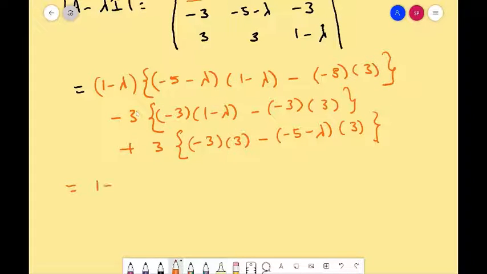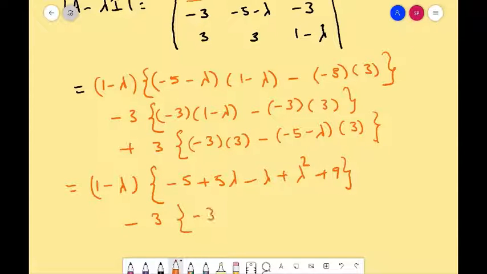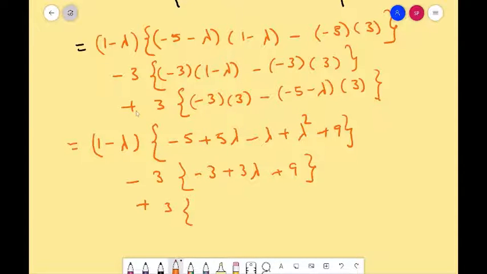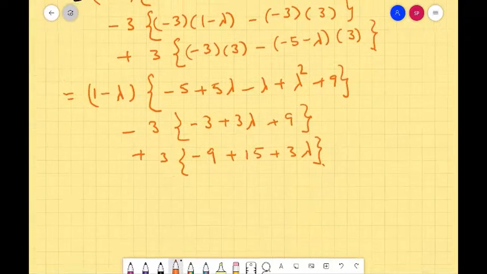So this is equal to (1 − λ). Always first simplify, to some extent, what is there in the bracket. Then you will get this as −5 + 5λ − λ + λ² + 9, and then −3 into (−3 + 3λ), and then it is +9, and then +3 into (−9 + 15 + 3λ). Let us simplify it and see.